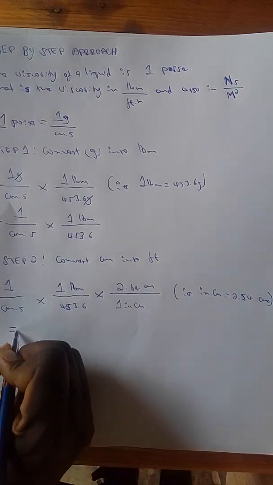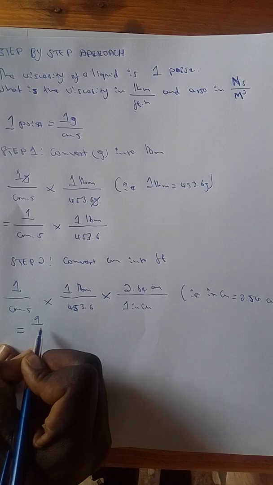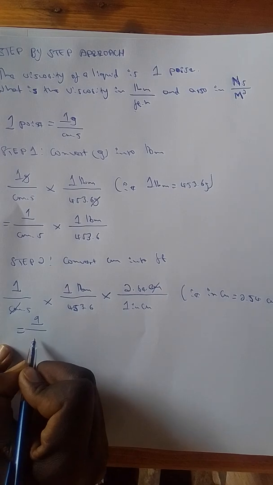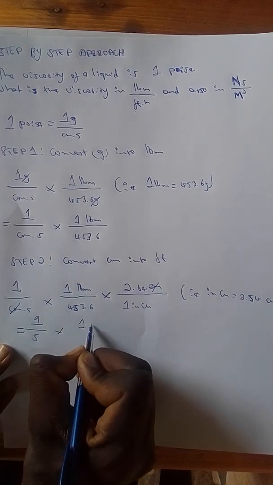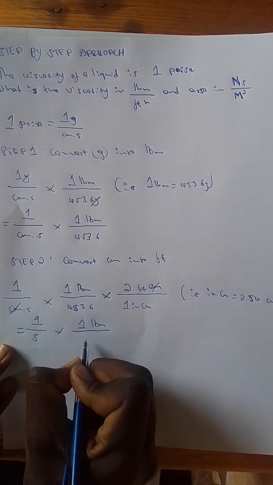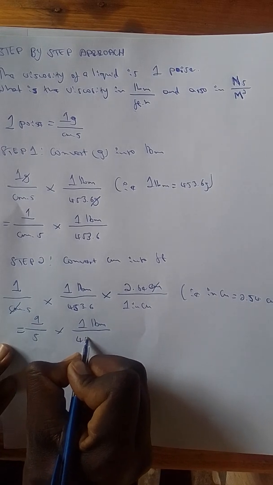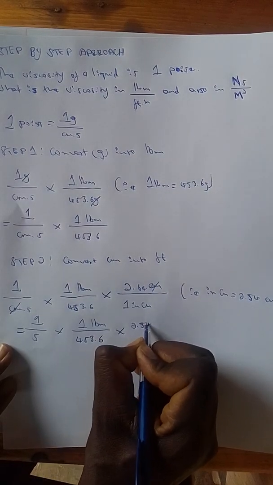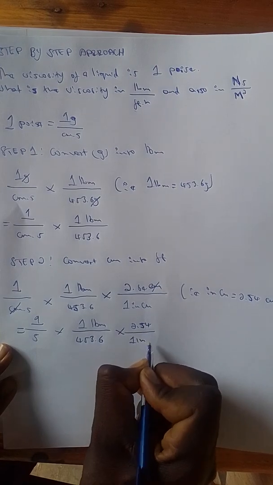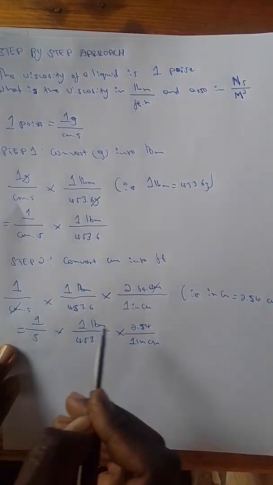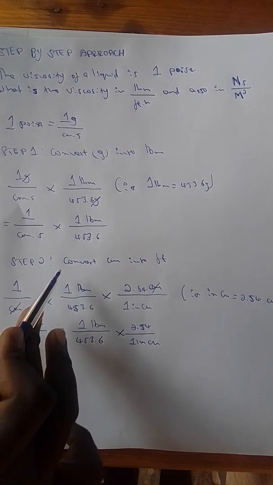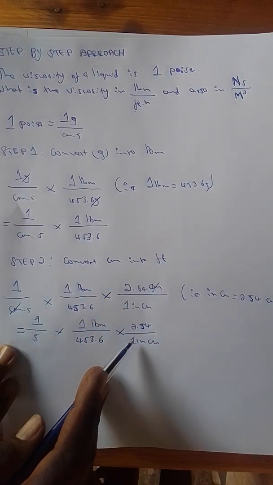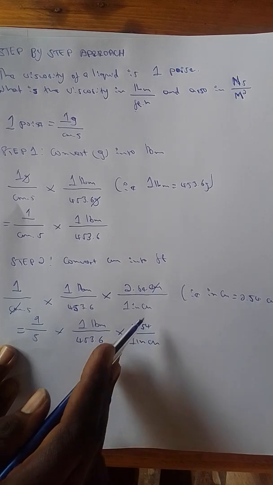So let me do this. This means we're going to cancel the centimeters. So we have second multiplied by 1 pound mass all over 453.6 multiplied by 2.54 all over 1 inch. So this is what we have now. But we need to convert. Our step 2 says we're converting centimeters into feet. But now that we have the inches, we can easily convert the inches into feet.